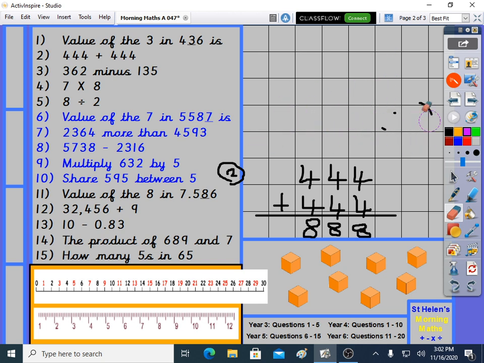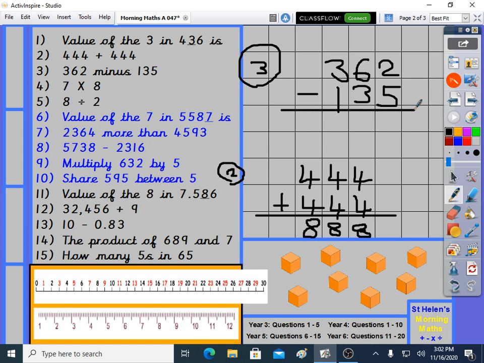On to question 3. 362 minus 135. Minus means take away or subtraction or less, or lots of the other words you're going to learn. Put my hats on. So for number 3, 2 take away 5 we can't do, because if you have 2 sweets you can't give away 5. So 2 gets some help from the 6. 6 goes down to a 5. And bring 1 over here.